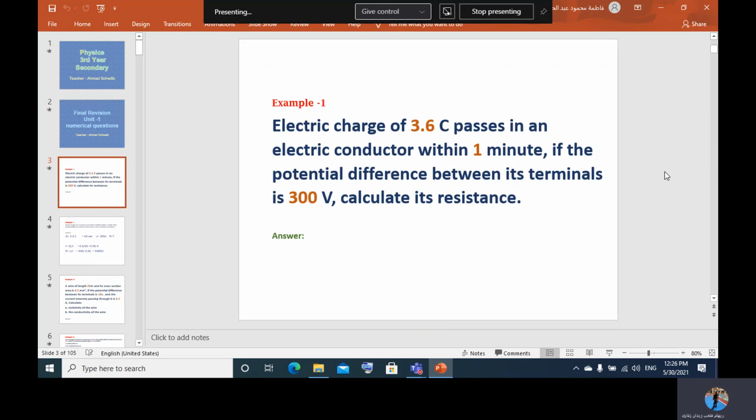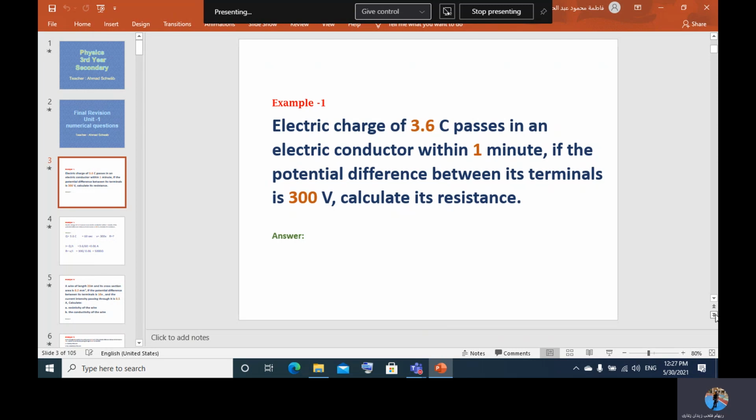Electric charge of 3.6 Coulomb passes in an electric conductor within 1 minute. If the potential difference between its terminals is 300 volts, calculate its resistance. Now, this is a simple direct question about how to calculate the resistance. We have electric charge, 3.6 Coulomb, and the time is 1 minute. We know that 1 minute has to be converted into 60 seconds.